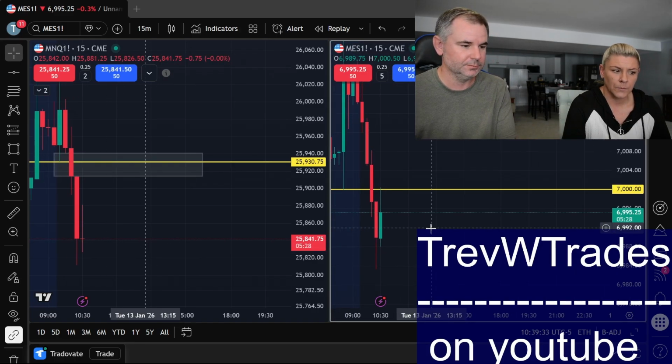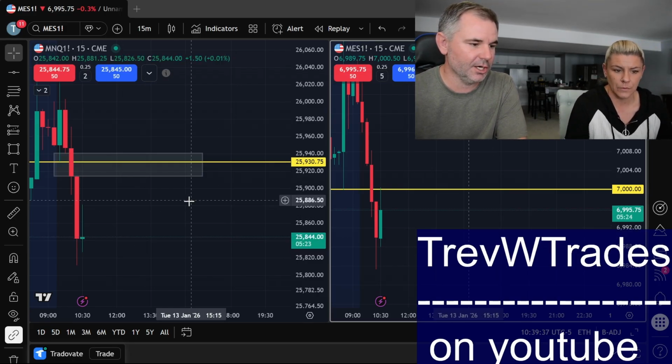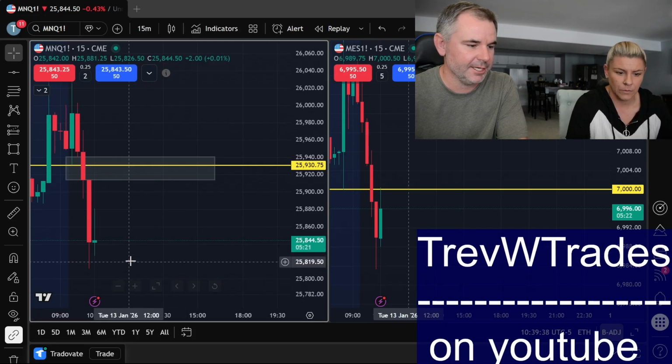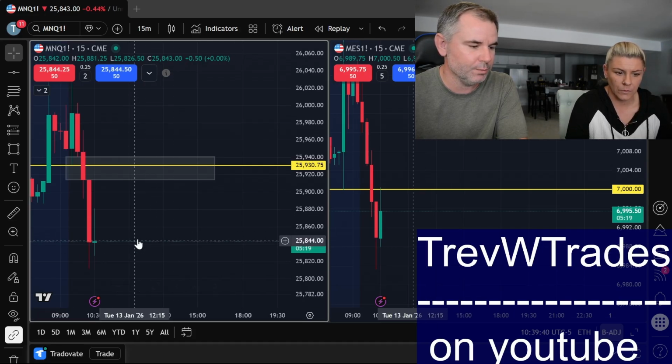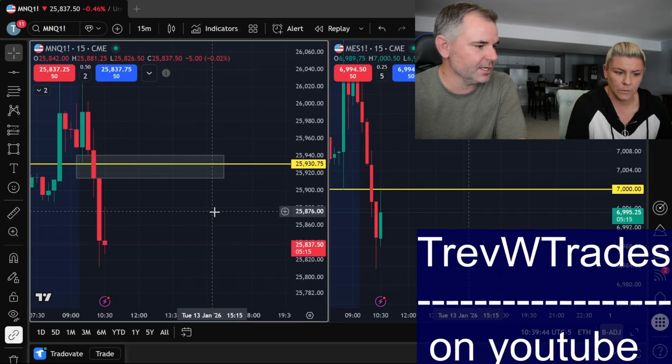Does that make sense? Yeah, because these assets are correlating. They kind of move the same. And when they don't move the same, there's a little bit of a sign saying maybe stay away, right? Okay.